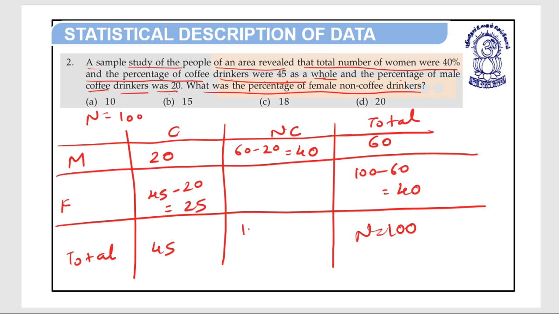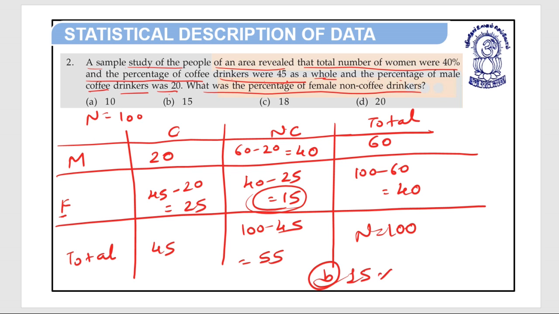So here we can write 100 minus 45 is equal to 55. Here we can write 40 minus 25 is equal to 15. So the percentage of female non-coffee drinkers is 15 percentage. So option B, 15 percentage, is the right answer.